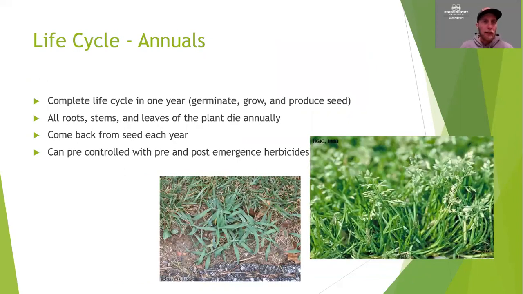So then we break it down into life cycles. We have annuals, which complete one life cycle in a year. All roots, stems, and leaves die annually. They come back from the seed. These are what we're going to be looking to control with our pre-emergent herbicides. But even if we don't catch them with the pre-emergent, we can control most all of these with some type of post-emergent.